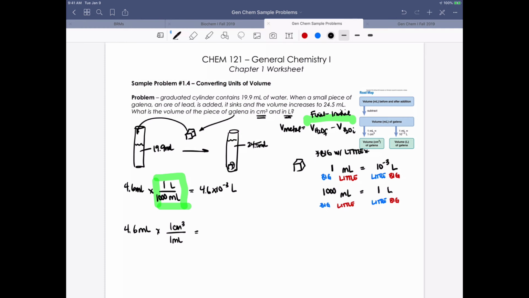So going through and doing this mathematically, we see this does not change the number of our quantity. It doesn't change the value of it. It changes the units. But again, the answer now is 4.6 centimeters cubed.